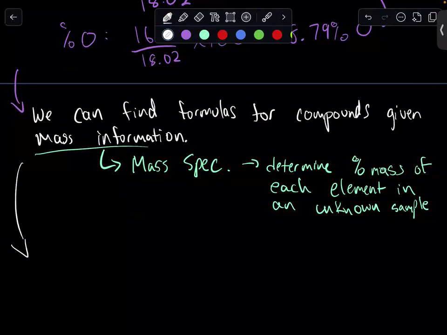So anyways, going back to working backwards. The best way to do this is with an example, but right before we do, let's talk about the two types of formulas.